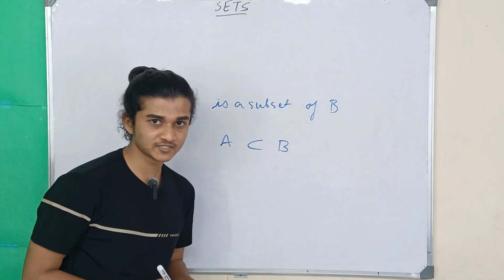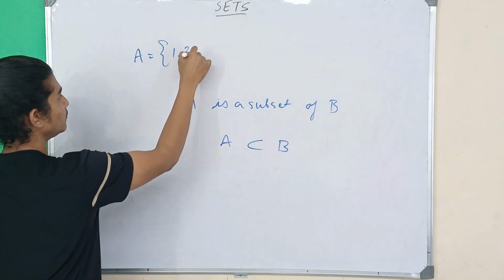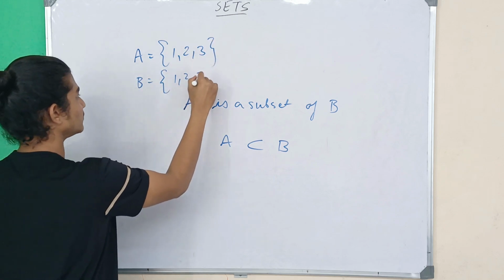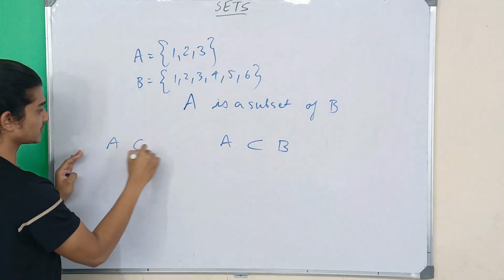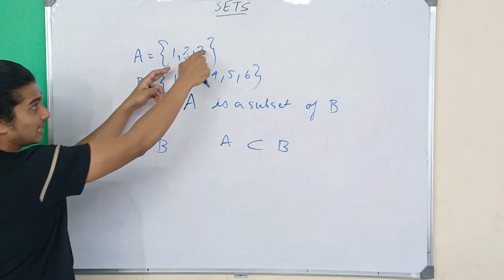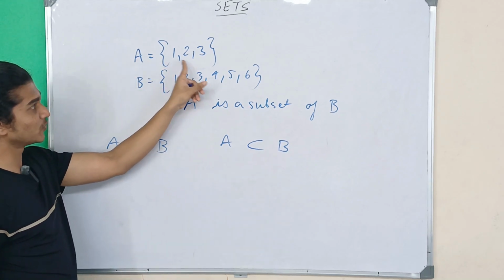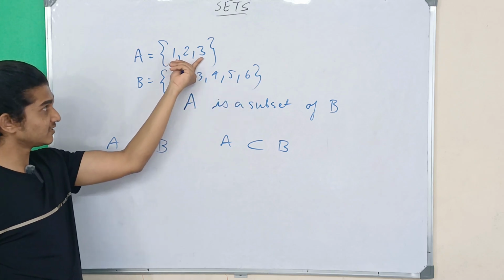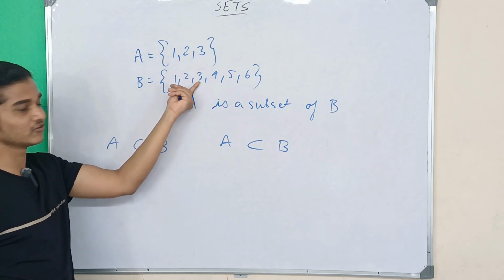Okay, let's try to understand this using an example. Let's say set A is equal to {1, 2, 3} and set B is equal to {1, 2, 3, 4, 5, 6}. If I say A is a subset of B, it means every single element of A is there inside B. You can see A has 1, 2, 3 as its elements, whereas B has 1, 2, 3, 4, 5, 6. Is every element of A there in B? Yes. So I can say A is a subset of B.